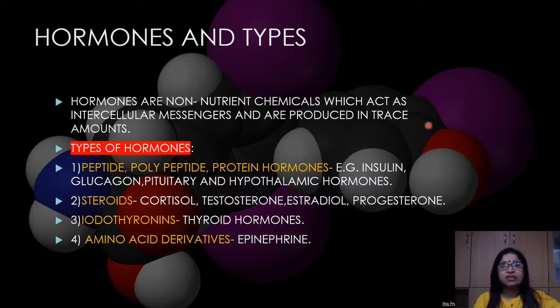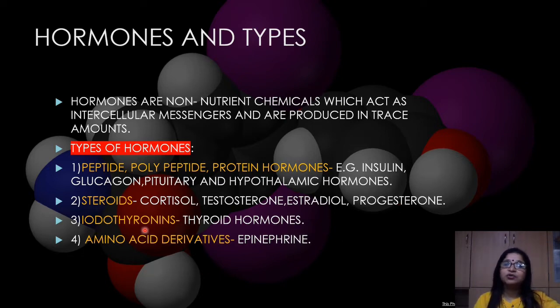Now, depending on the nature of these hormones, we have 4 different types of hormones. The first type are peptides, polypeptides, or protein hormones. They are proteins by nature. For example, insulin, glucagon from the pancreas, and the pituitary and hypothalamic hormones are all proteins by nature. The second type are the steroids. Examples are cortisol, testosterone, the androgens, estradiol and progesterone.